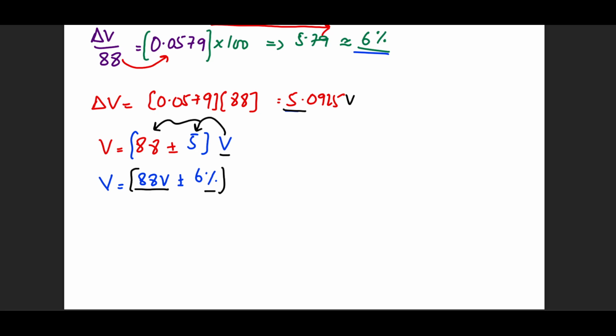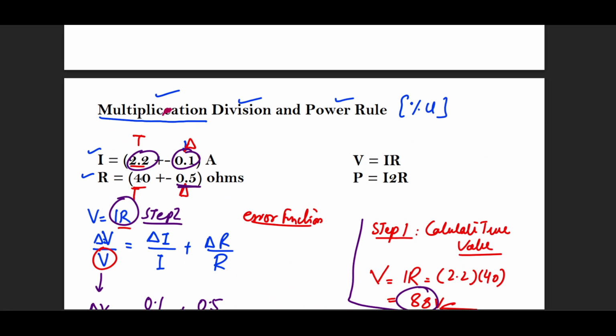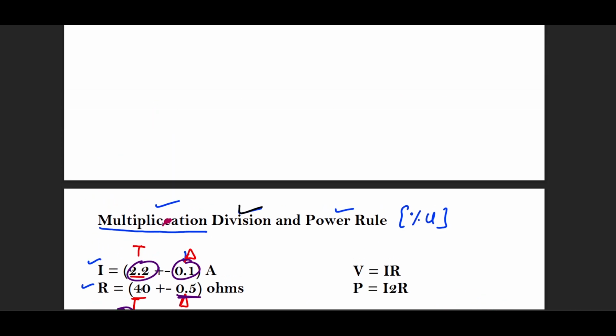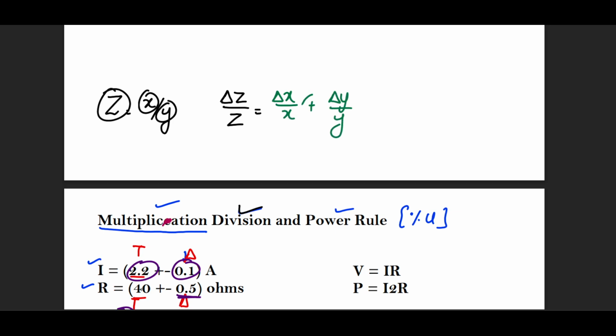You will do exactly the same process every single time, even if the question was for division. For example, you had a function, let's say z equals x divided by y. The error function would be delta z divided by z, the error in z divided by z, equals, who's responsible for the error in z? x and y, because they're being used in the calculations. So this will be delta x divided by x plus delta y divided by y. There will always be an addition.